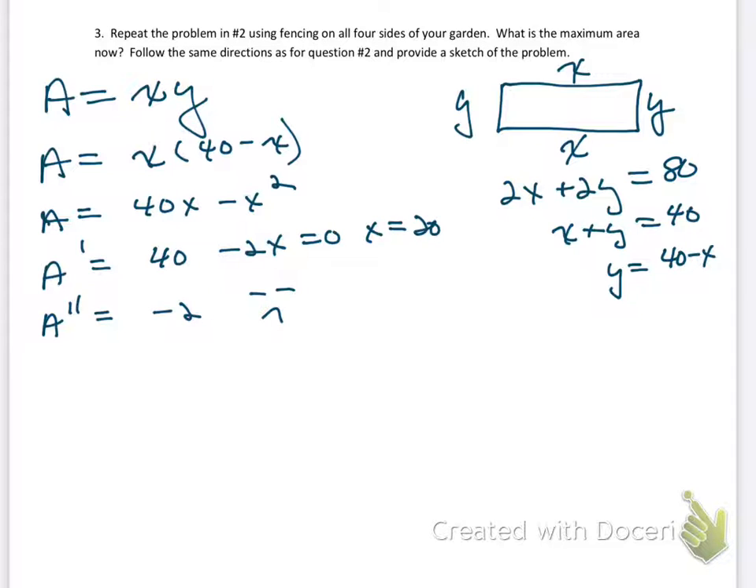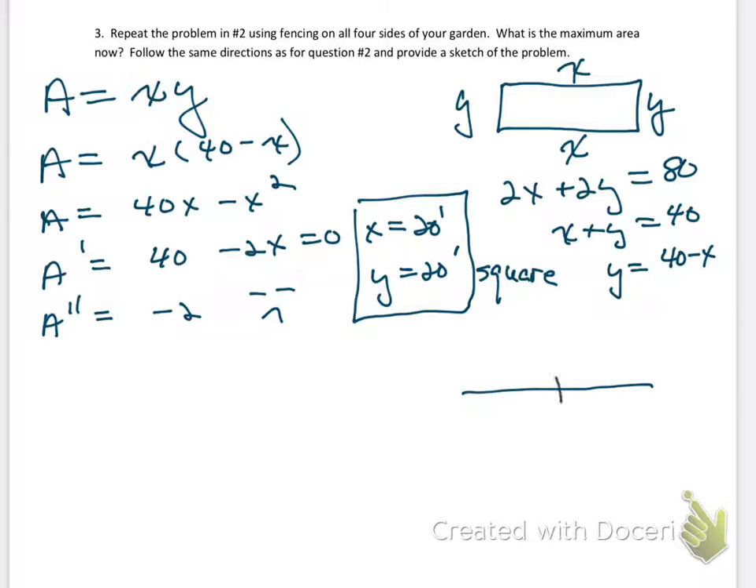And since x plus y is 40, that also tells me that y equals 20. So look what's going on. If I don't have to use the side of the house, the maximized area ends up being a square. If I use the side of the house, the maximum area, or the maximizing shape ends up being a rectangle. So I thought that was kind of interesting.